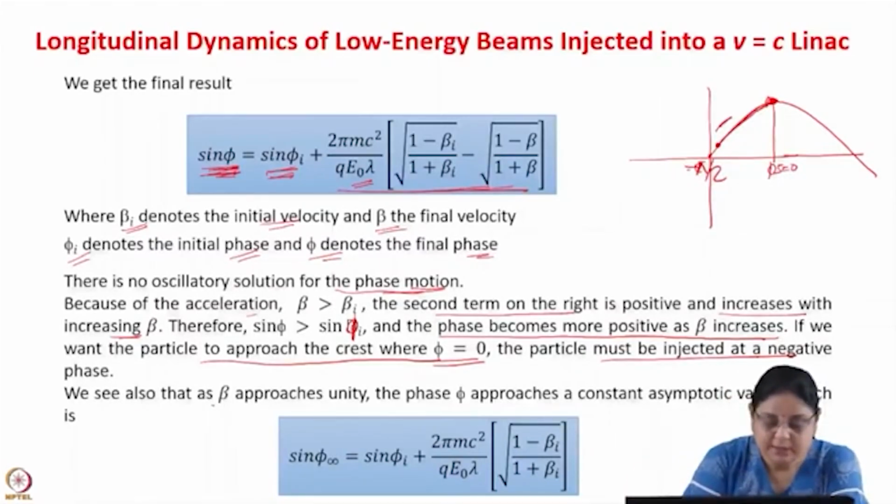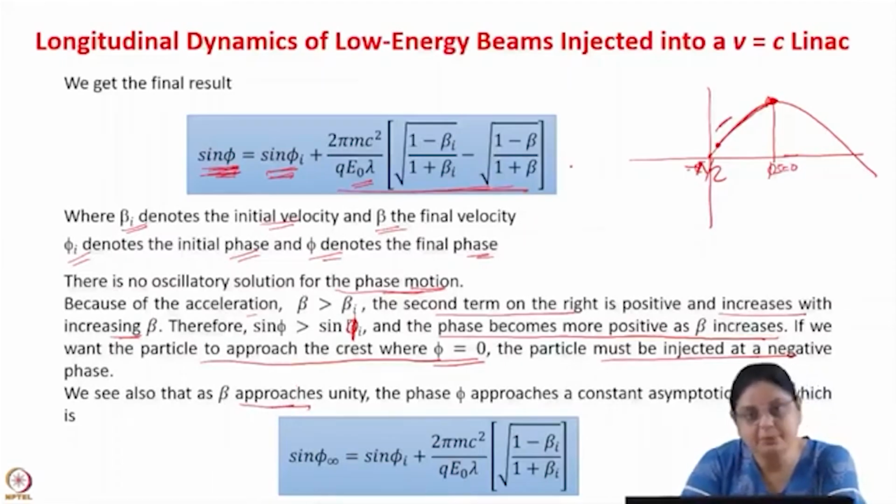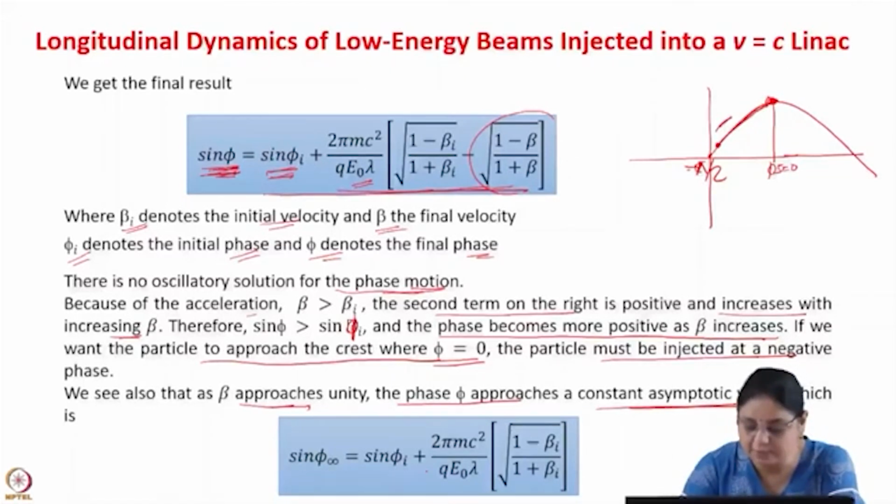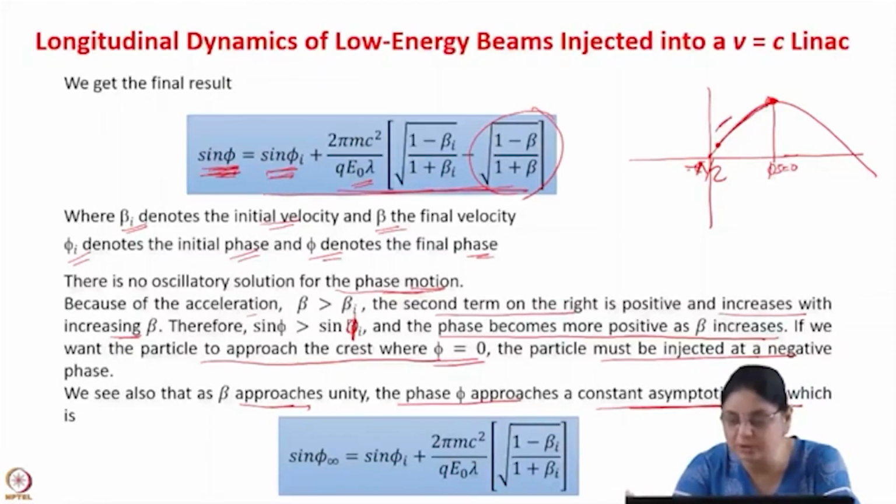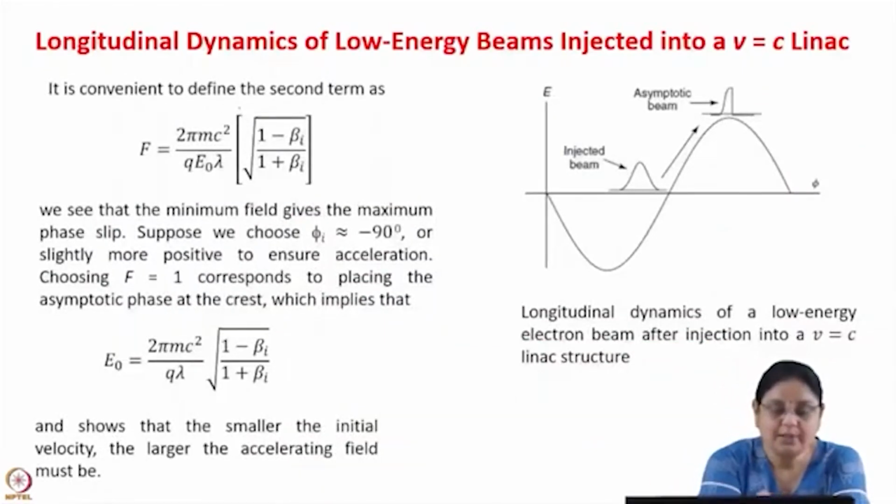So we also see that as beta approaches unity, that means it becomes relativistic, the phase phi approaches a constant asymptotic value. So this term will go to 0. So the final phase will achieve a constant asymptotic value. So here sin phi infinity is equal to sin phi I plus this term, which goes to 0 because beta has now become almost equal to 1. So the second term we can define, let us write it as f. This is for beta equal to 1.